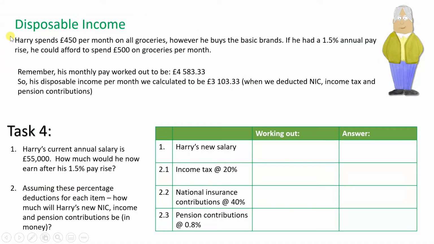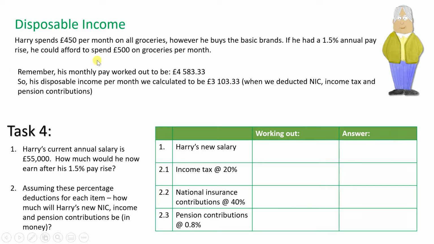So let's look at disposable income and Harry, our example, in a bit more detail. Harry currently spends £450 per month on all groceries, however he buys the basic brands. If he had a 1.5% annual pay rise, he could afford to spend £500 on groceries per month. He'd have an increased income, which means he's choosing to spend it on groceries. So we're going to break down this 1.5% annual pay rise.